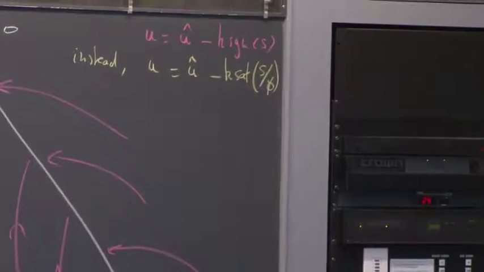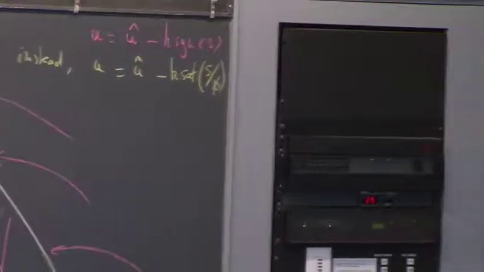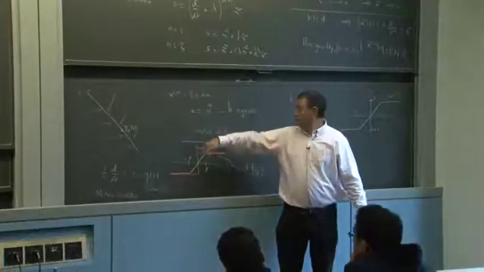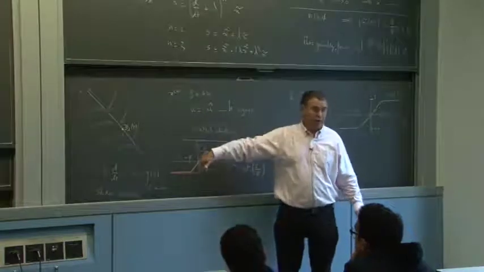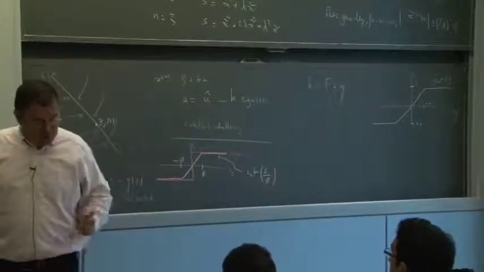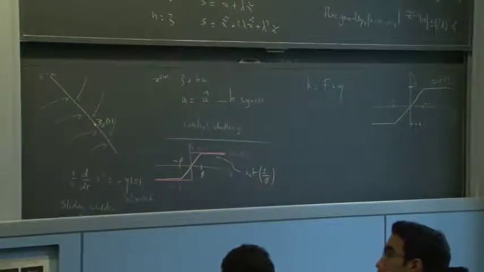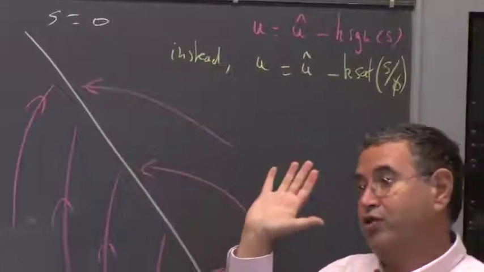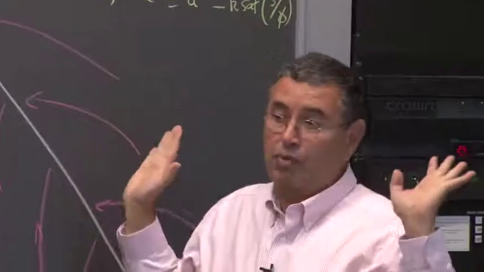Well, sine of s and sat of s over phi are exactly the same if s is larger than phi in absolute value. If s is larger than plus phi, then sine and sat are the same. And if s is smaller than minus phi, sine and sat are the same as well. So in the region where s is larger than phi in absolute value, nothing has changed. The system doesn't know whether you're implementing sine or sat of s over phi because they happen to be the same. So what is this region, absolute value of s less than phi? What does it look like?